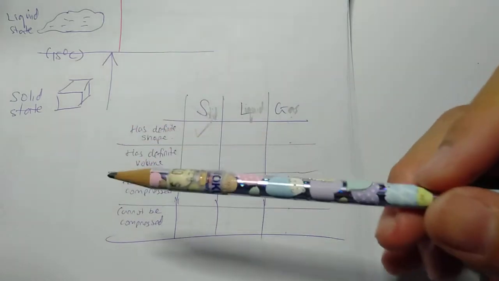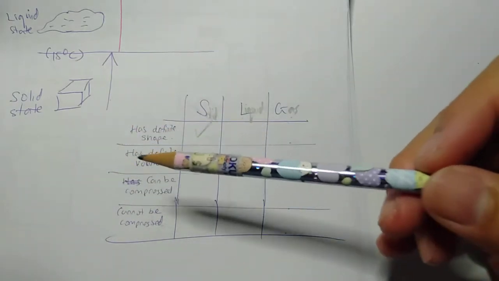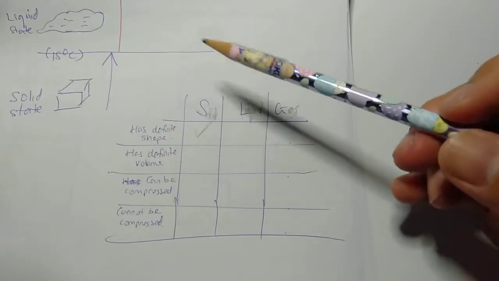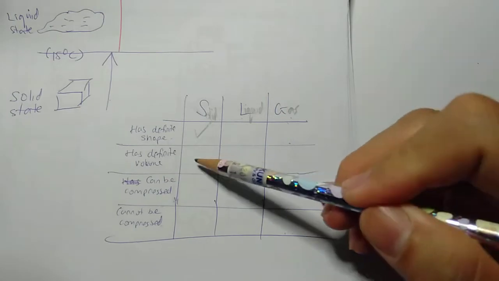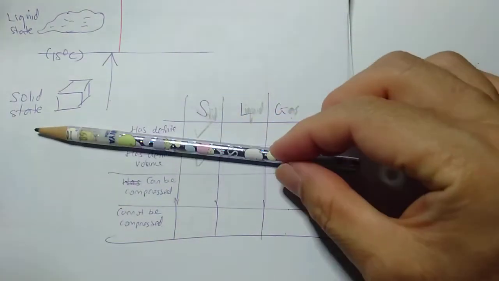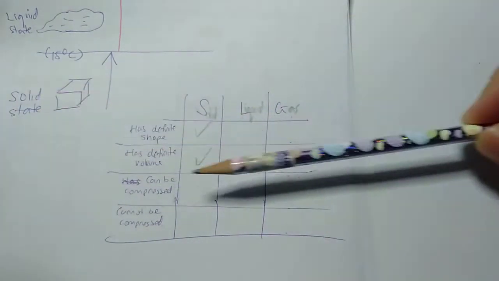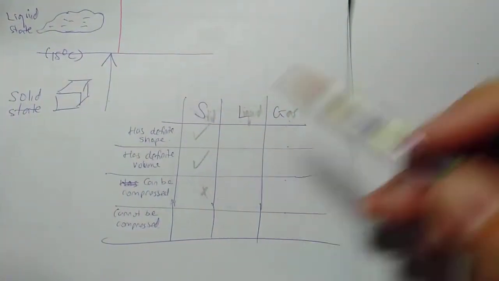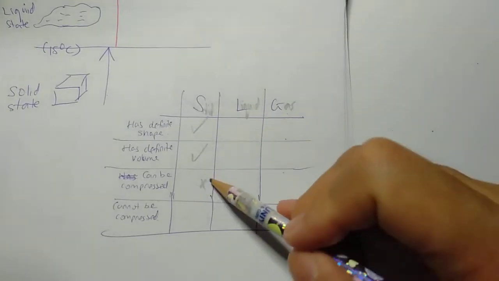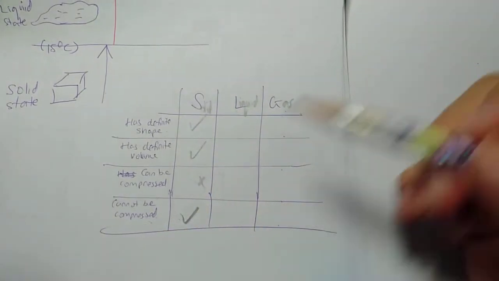Yes. My pencil is a solid, the shape will stay like this today, tomorrow, the day after. Does this pencil, a solid, have a definite volume? Yes. It only occupies this amount of space, it will not occupy more space. Can it be compressed? No. This thing, I press it, it cannot be compressed. So here is no, cannot be compressed.